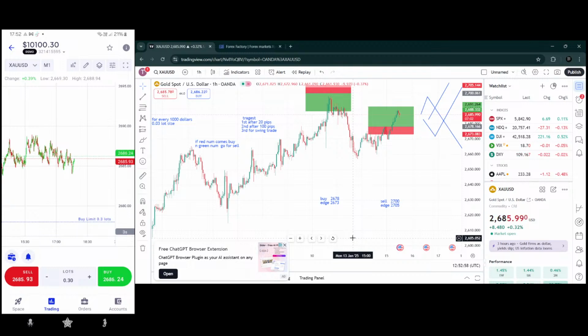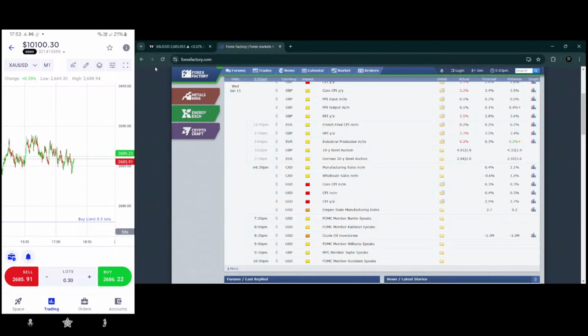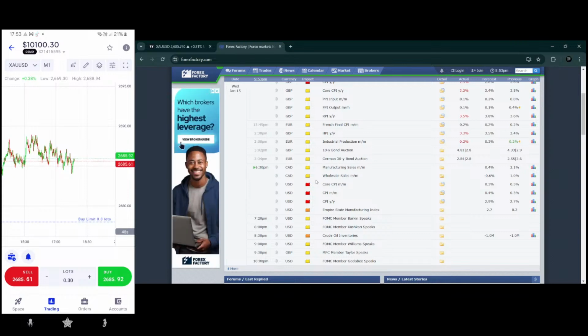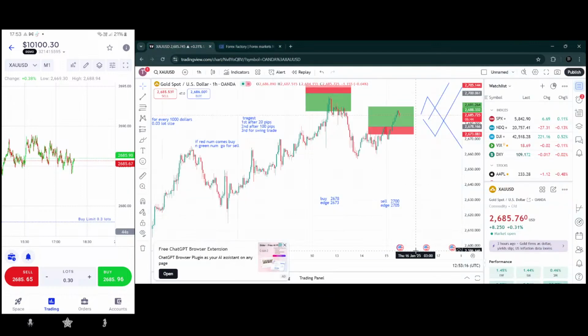Almost half an hour is left in the news, and you will see when the news comes, the market will move very fast, and that's not the time to put your trade. That's why we have done our setups, and we are actually waiting for our setup to be executed in the market, but we'll see.